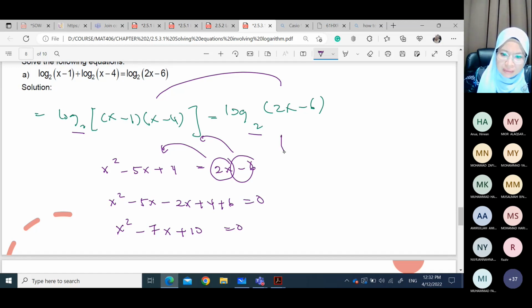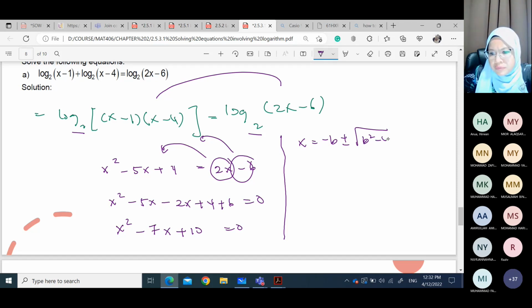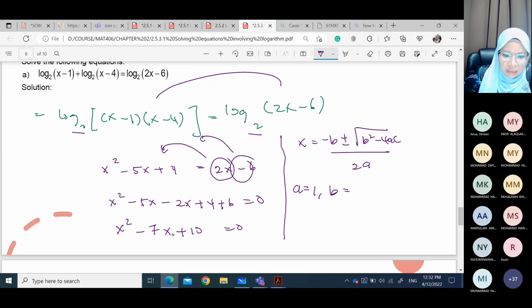Okay, so yang ni kita gunakan, ada dua cara. You gunakan formula untuk dapatkan nilai x, iaitu x equals to negative b plus minus square root b squared minus 4ac over 2a. Okay, so apa a, apa b, apa c. So a dia kat sini adalah koefisien bagi x kuasa 2. So a adalah 1. B adalah koefisien bagi x kuasa 1. So b negative 7 and c is a constant. C equal to 10. So you masukkan nilai ke dalam formula yang ini, then you akan dapat nilai x.